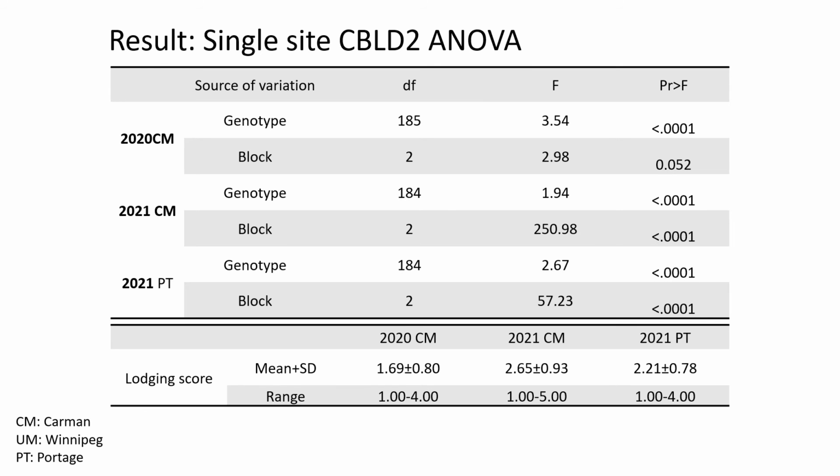A similar result was obtained for the ANOVA table for single site-year analysis for CBLD2. There was a significant genotype effect across all three locations. A block effect was only significant in 2021 CM and 2021 PT. However, for 2020 CM, the block is not significant. The mean lodging score for 2020 CM is 1.69, 2021 CM is 2.65, and 2021 PT is 2.21.